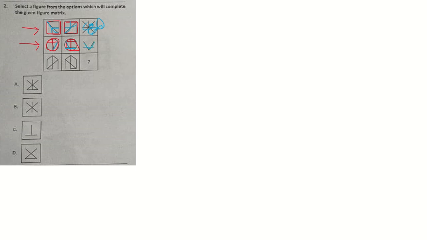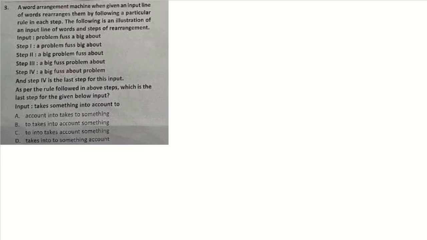Now if we apply the same logic in this third series, we see that this incomplete pentagon and this vertical line are repeated, and everything else is not. So the figure should look something like this, which is in option D. So according to me, option D should be the correct answer. Now moving on to question 3.